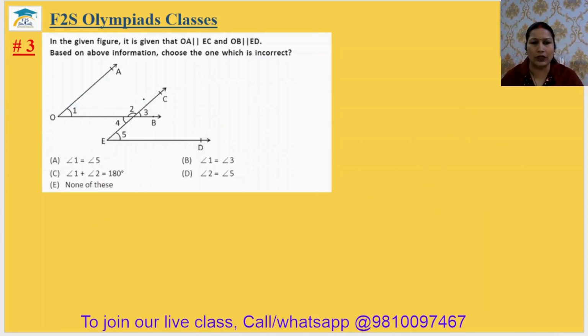Come to question number 3. In the given figure, it is given that OA, this line, is parallel to EC, this line. And OB, this line, is parallel to ED. Based on the above information, choose the one which is correct. So we know OA is parallel to EC. So that's why angle 1 will be equal to angle 3. Why? It is a corresponding angle. Corresponding angles are equal in parallel lines.